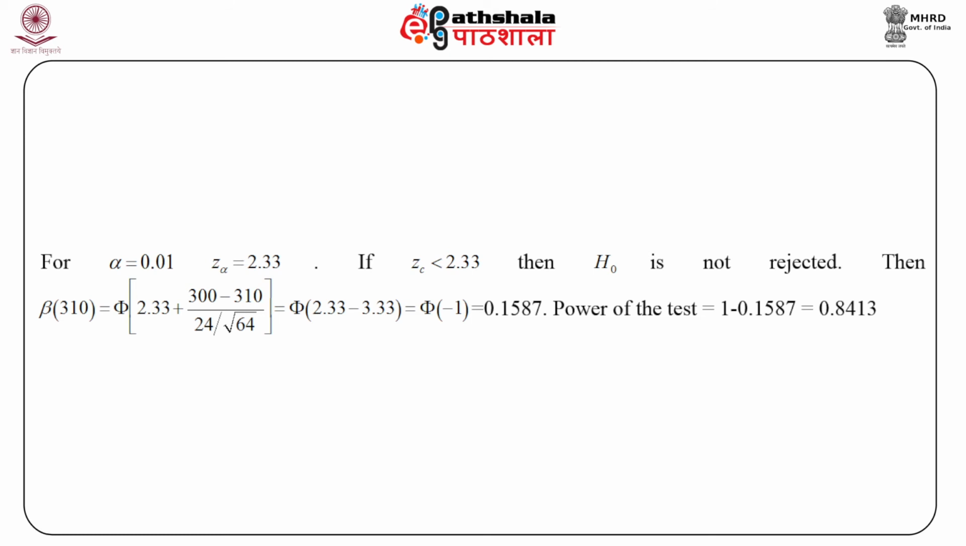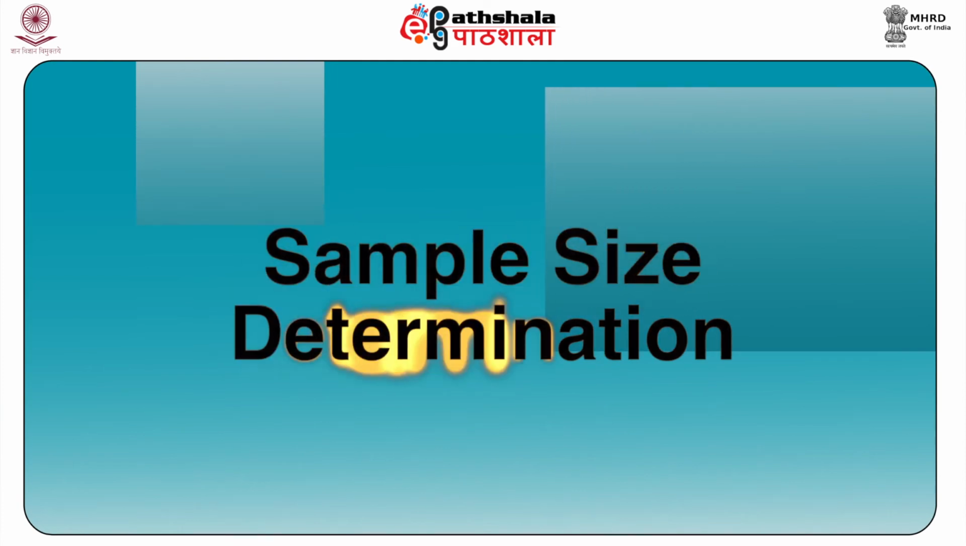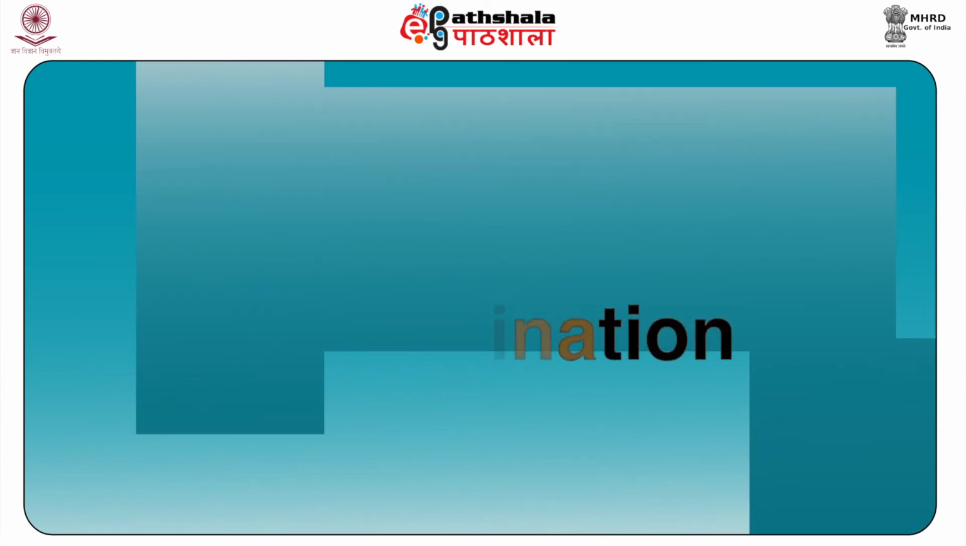0.1587. Therefore, the power of the test is 1 minus 0.1587, which is equal to 0.8413. Let us now try to understand the sample size determination.